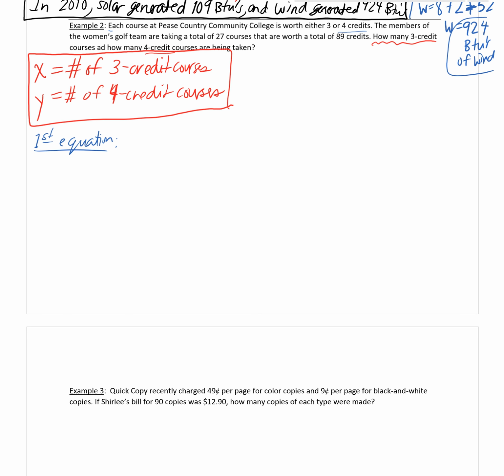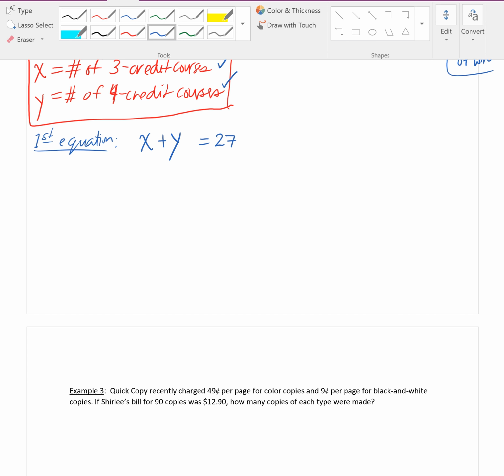All right, the next sentence says, the members of the women's golf team are taking a total of 27 courses. I think the 27 courses might give us an equation. Especially when they say the word total, you know it's going to be something equals that number. So 27 is the total number of courses. But we said X is the number of 3-credit courses and Y is the number of 4-credit courses. They said those are the only types of courses. So when you put together all the 3-credit courses and add it with all the 4-credit courses, that should be all your courses, 27 of them. So I think that does give us the first equation.